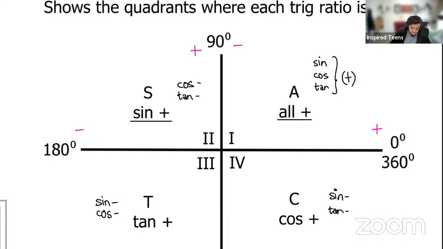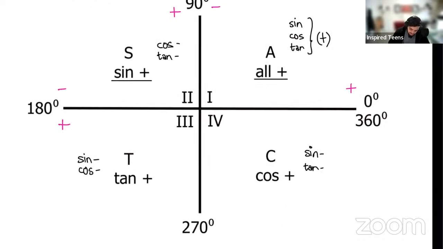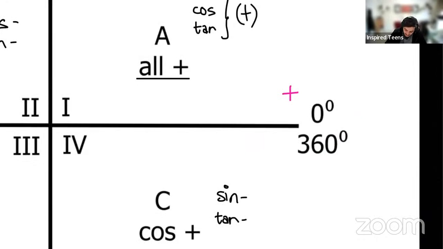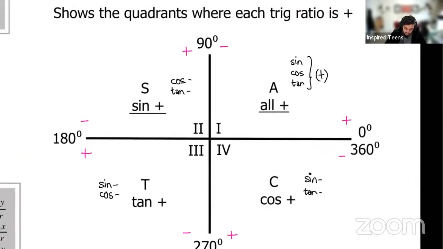So 180 minus, you are in the second quadrant. 180 plus, you are in the third quadrant. 270 minus, you're in the third quadrant. 270 plus, you're in the fourth quadrant. I hope that makes sense and we're all on the same page. That's important. And one more, 360 minus is in the fourth quadrant as well.